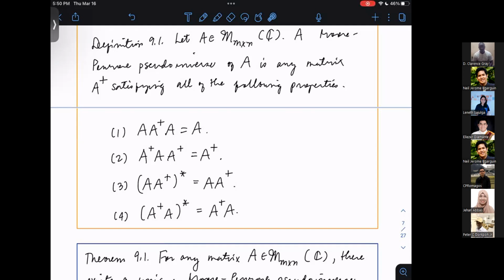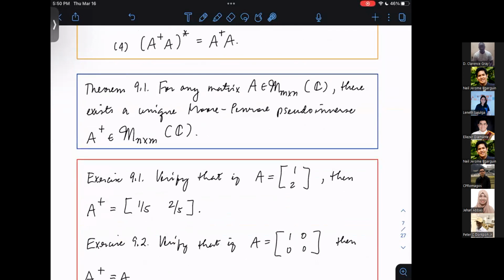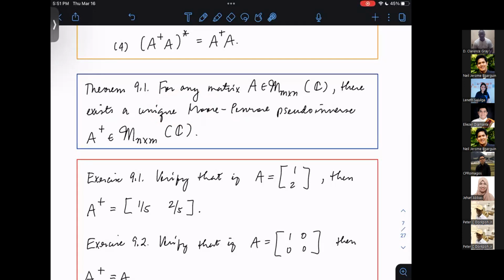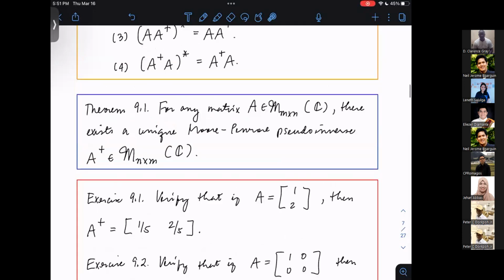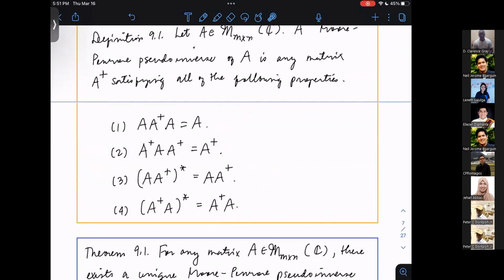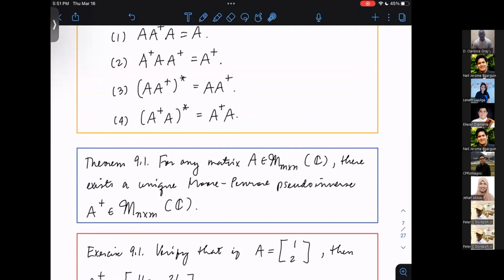The first result, and I think this fulfills one of the promises or one of the wishes that we have for the generalization of the inverse of a matrix, right? Theorem 9.1 tells us that if you're given any matrix of any dimension, there exists not just a Moore-Penrose pseudo-inverse, but we are sure that that Moore-Penrose pseudo-inverse is unique, right? So we can only find a single matrix A plus satisfying all of these four conditions.